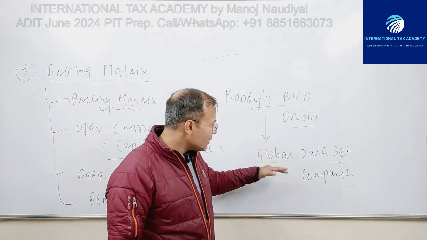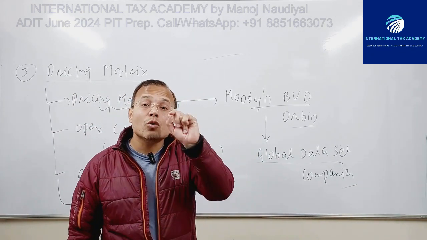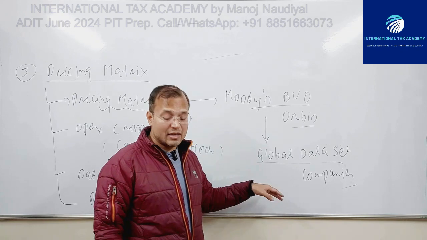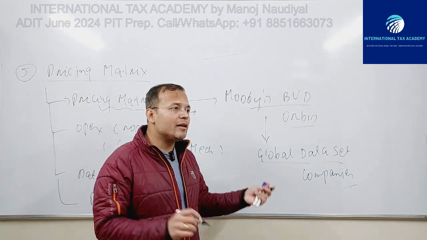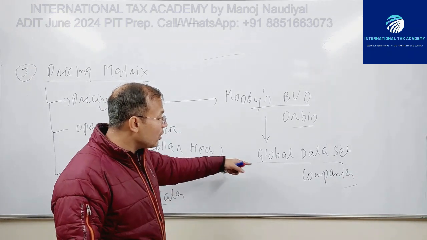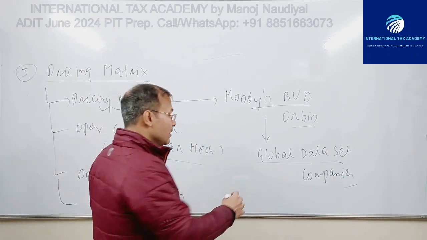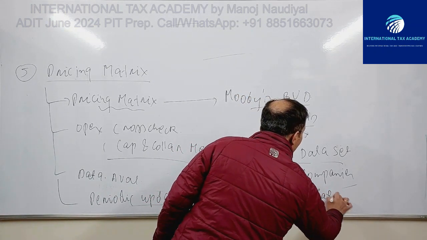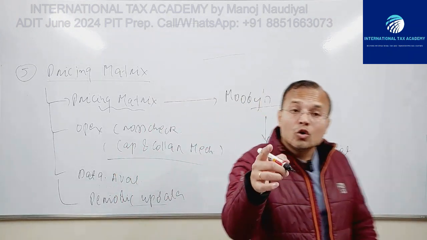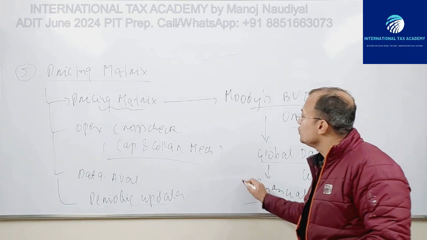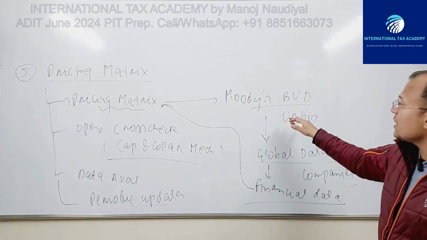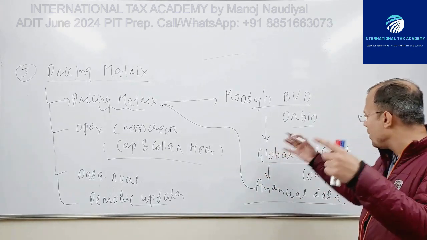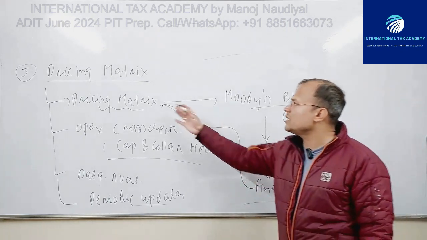Now, upon arriving at this global data set of companies, those companies engaged in baseline marketing and distribution activities were identified, and their financial data was taken. This financial data has been used to prepare this pricing matrix. So benchmarking criteria, the Moody's Bureau van Dijk Orbis database, a global data set of companies, and their financial data has been used to create this pricing matrix.